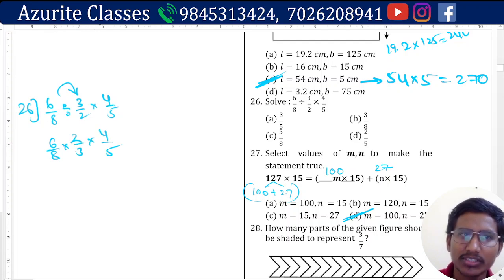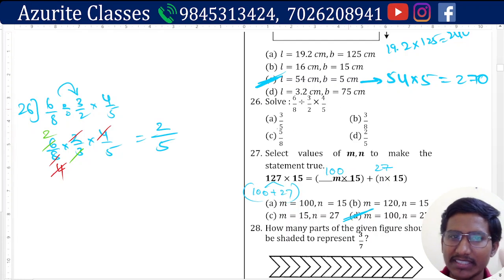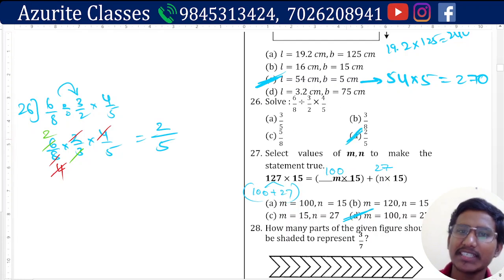So which cancellation we have to do? So 2 4s are 8, and then this 4 cancel. Okay, and then 3, how much are 6? 3 2s are 6 here. So 3 2s are 6. So in the numerator 2 will be remaining, and then in the denominator 5 will be. So 2 by 5 is which answer? Option D is the answer for 26 question.